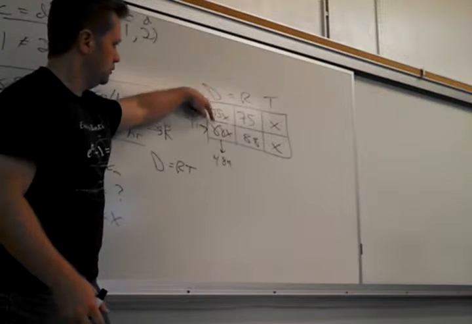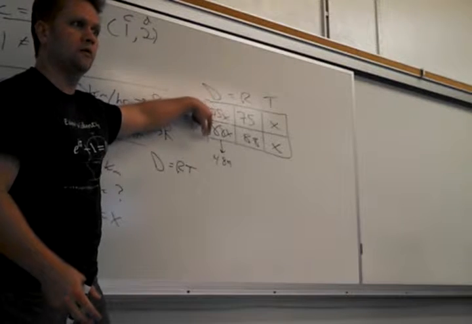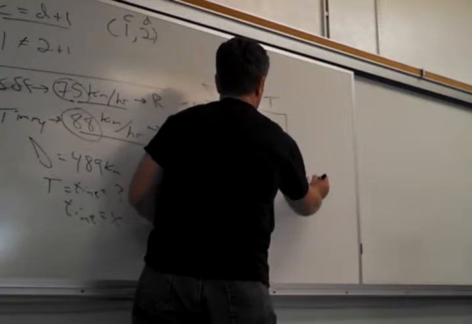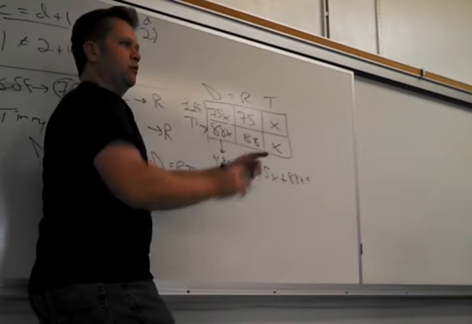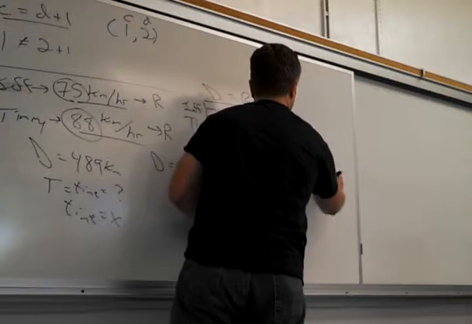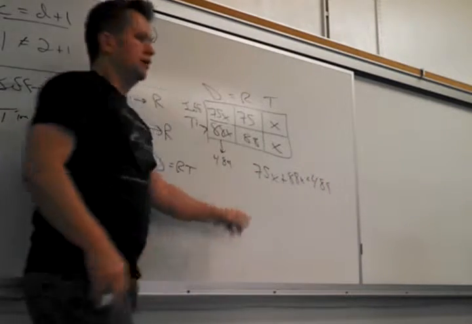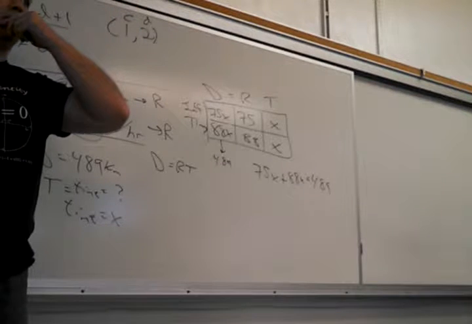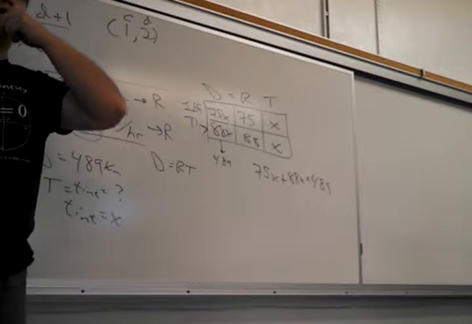So now what do I do with these two? Like we said earlier, 75x plus 88x has to be 489. I want to be 489 kilometers apart, right? And now it's the easy step. Now that should be easy. Just solve that bad boy, right? And hope to God it divides evenly.